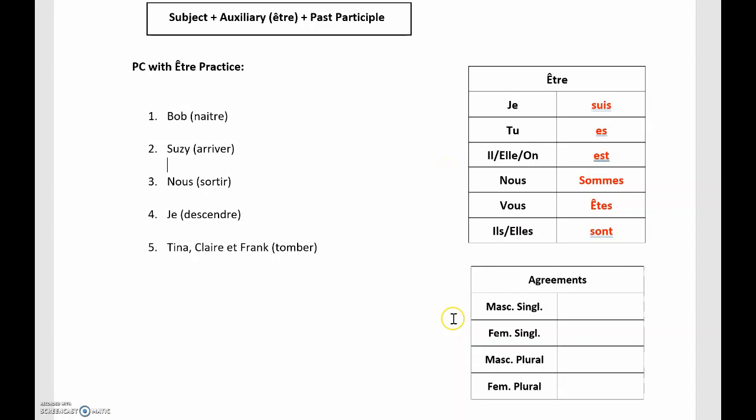Now over here, for the agreements, if I'm dealing with a masculine singular object, I'm not going to add any agreement onto my past participle. Okay, so don't need to add anything. If I'm dealing with a feminine singular subject, then I will add one E to the end of my past participle. If I'm dealing with masculine plural subjects, then I will add one S to the end of my past participle. And if I'm dealing with something that's feminine and plural, I would add ES to the end.